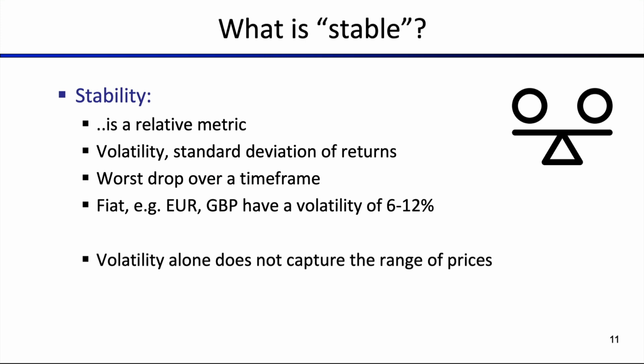You could also consider the worst drop over a given time frame. And here again, it's really up to you to choose a time frame that you deem appropriate, but it's a rather subjective way of measuring the stability. We can always resort to looking at the volatility of the euro or the pound or the US dollar, and these are so-called fiat currencies. They also have a decent and reasonable volatility of about 6 to 12%. But volatility alone does not capture the range of prices. So at the end of the day, what you deem stable might not always look as stable.